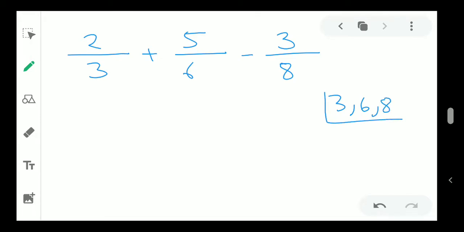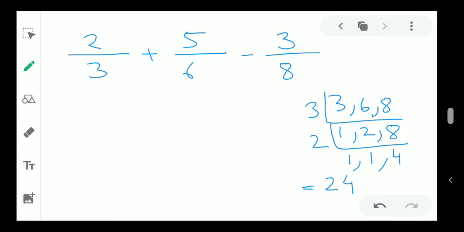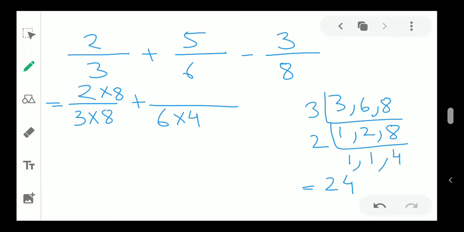So it will go by 3 at first, 1, 2 and 8 as it is, then 2, 1, 1, 4, and the LCM will be how much? 3 2s are 6, 6 4s are 24. So I have to make the downside equal to 24. So 2, 3. Now we know that 8 3s are 24, so 8 I will be multiplying up and down. Now this we know that 4 6s are 24, so 4 I will multiply up and down.